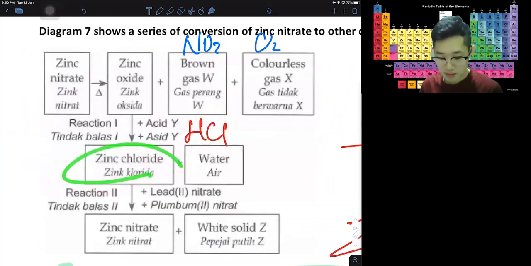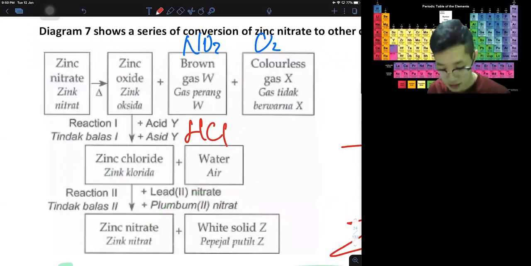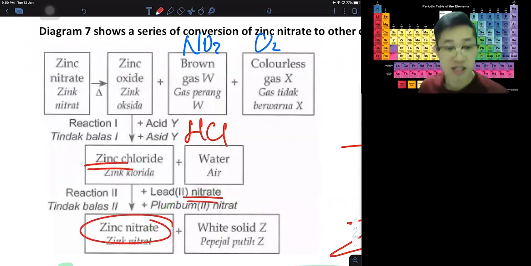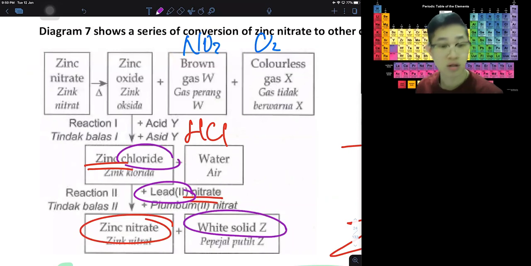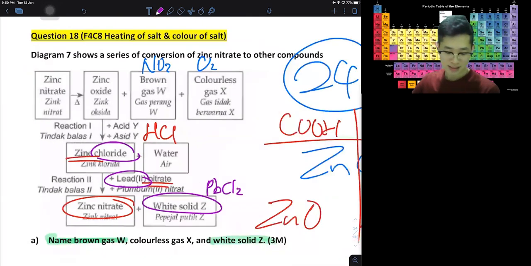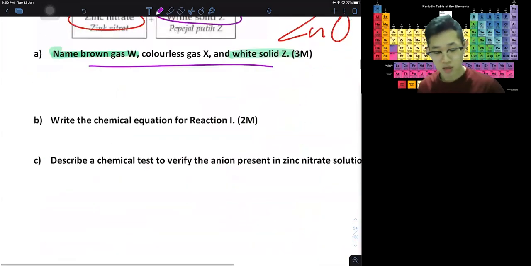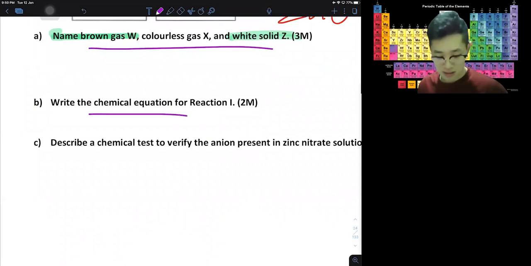Zinc chloride plus lead 2 nitrate gives you white solid Z. Zinc and nitrate are here already, so that means the white solid must be lead 2 chloride. Easy. So these three, we have the answer already. I skip the equation.